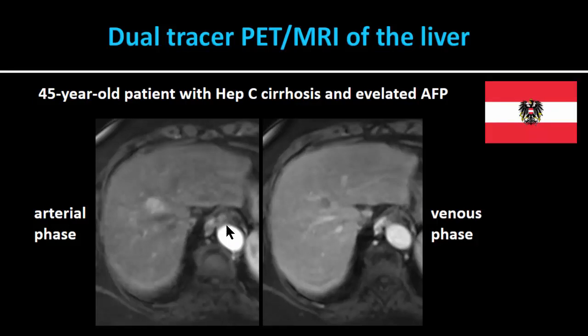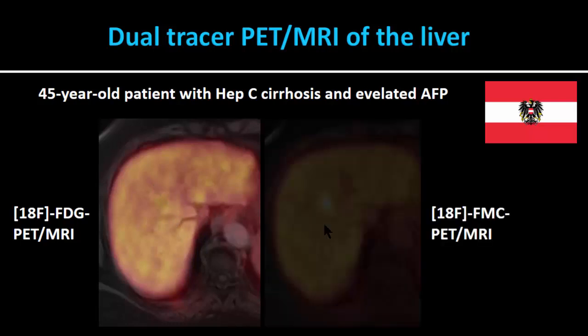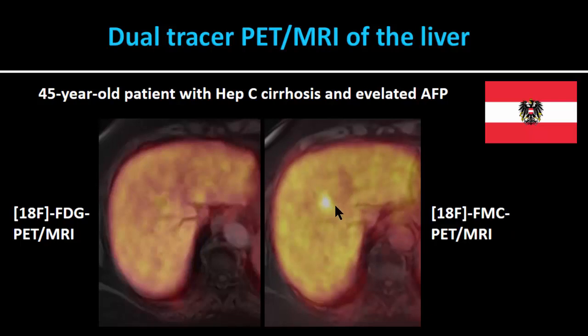And an example here, patient with hepatitis C cirrhosis and elevated AFP. Of course, that points toward HCC. In the arterial phase, we see that this is a hypervascular lesion, and in the venous phase, you see that the contrast medium has gone. So obviously, this is typical of HCC. Now, what do you see on the FDG PET? Nothing. No increased uptake. Whereas on the FMC, you see a strong tracer uptake.